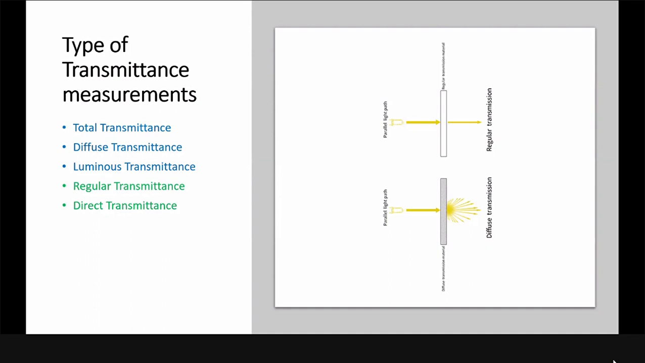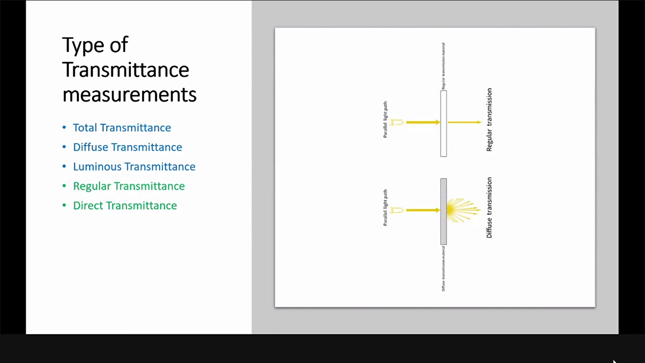And why are we referring to it as total transmittance? Because the total means complete. It includes all regular as well as diffuse transmission. That's why we call it total transmittance. Direct transmission and regular transmittance, because it is simple and straight. You will see in our picture.